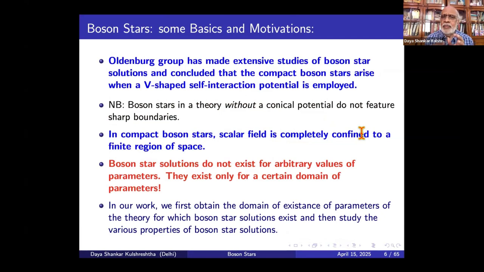The boson stars in a theory without a conical potential do not feature sharp boundaries. In compact boson stars, the scalar field is completely confined to a finite region of space. Now, also, boson star solutions do not exist for arbitrary values of the parameters. They exist only for a certain domain of the parameters. In our work, we first obtain the domain of existence of the parameters of the theory for which boson star solutions exist, and then study the various properties of the boson star solutions.